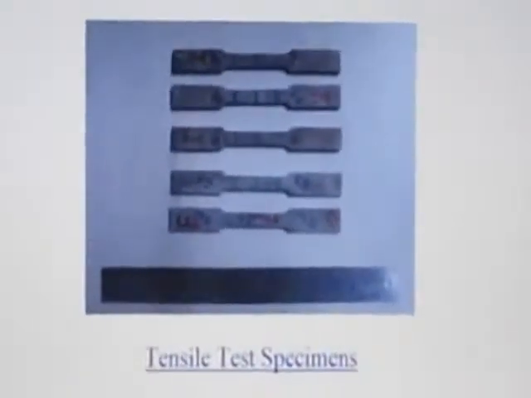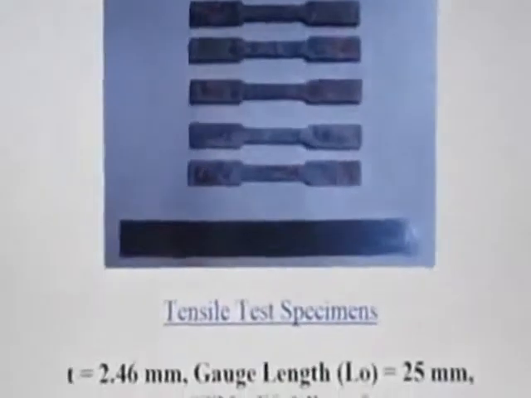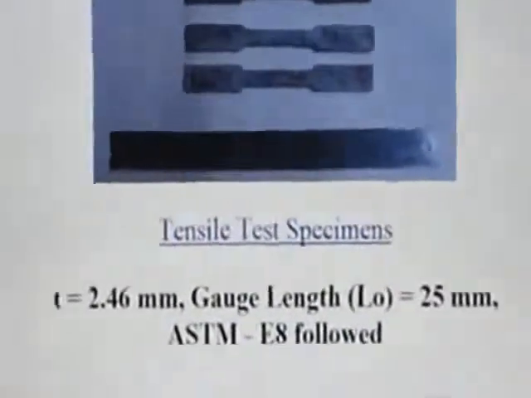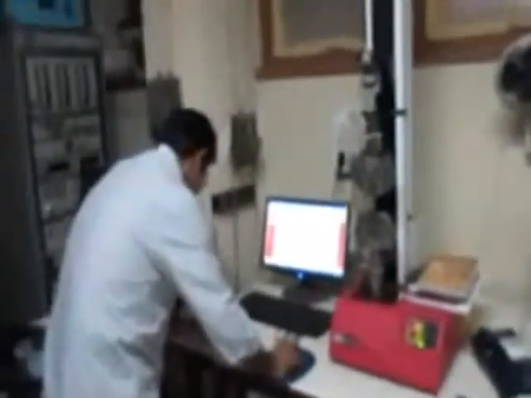The thickness is 2.46 millimeters and the gauge length is 25 millimeters. The gauge length is indicated by the two vertical lines. ASTM E8 standard will be used during the test. Testing parameters are entered in the computer program. Crosshead speed, thickness, gauge length and width values are entered.